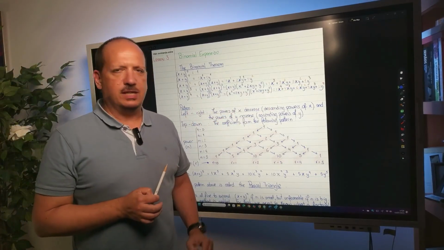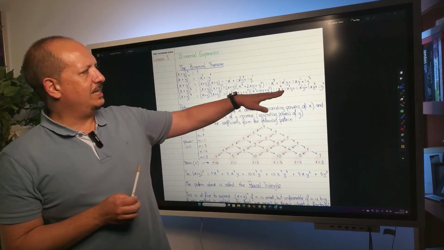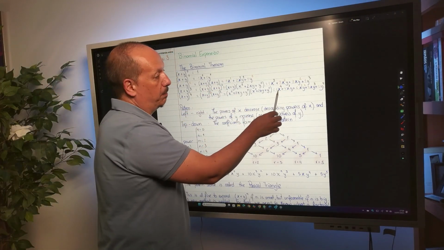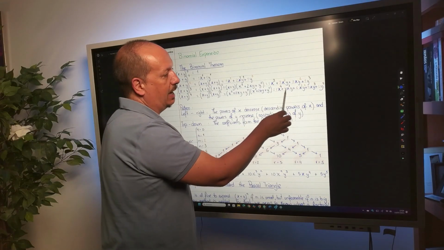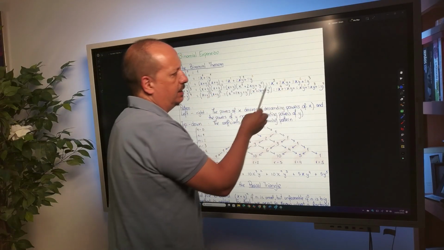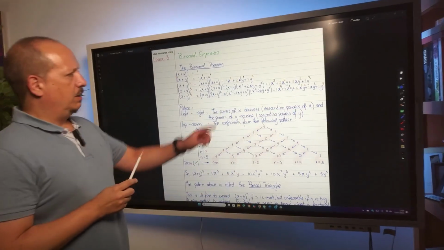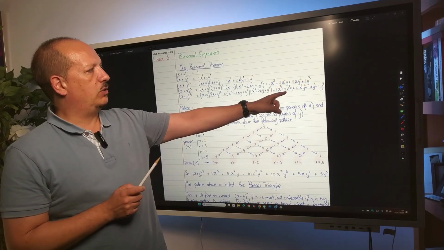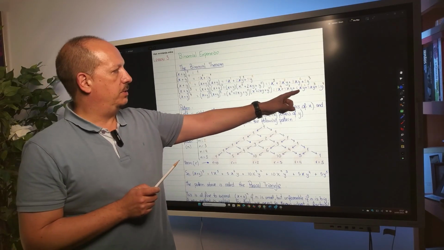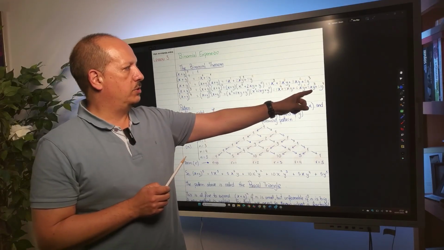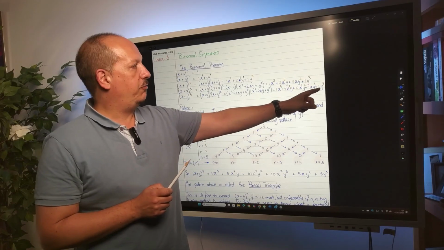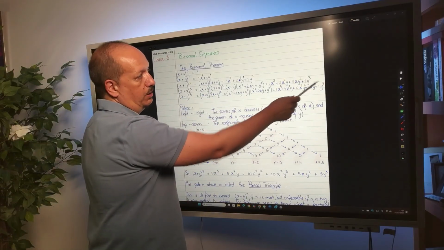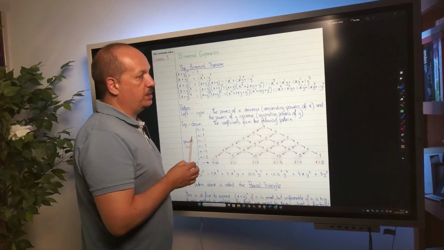Why did I bother to do this? I don't know if you are getting the pattern, particularly on what's happening to the powers of x and y as you go from left to the right. Let's take this last one. First term, what is the power of x? It is 4. Second term, the power of x is 3. Third term, power of x is 2. Fourth term, power of x is 1. And fifth term, the power of x is 0. I didn't even bother to write it down. x to the power of 0 is 1, but the power is actually 0.